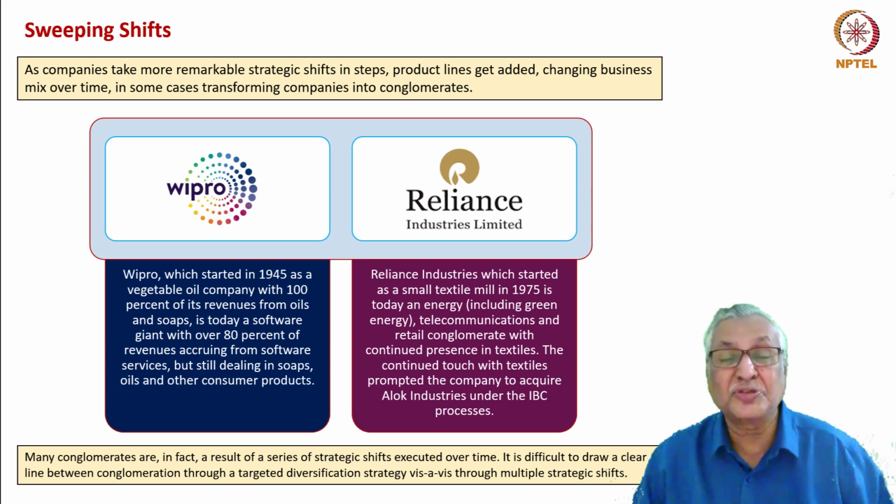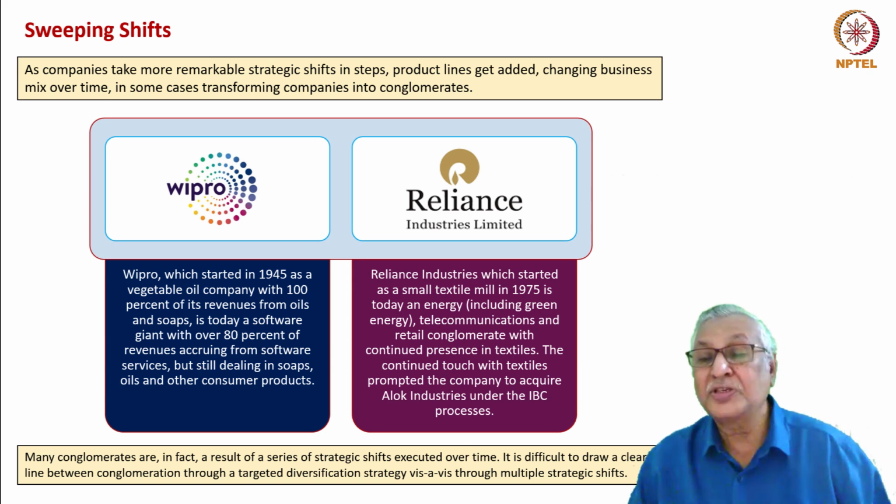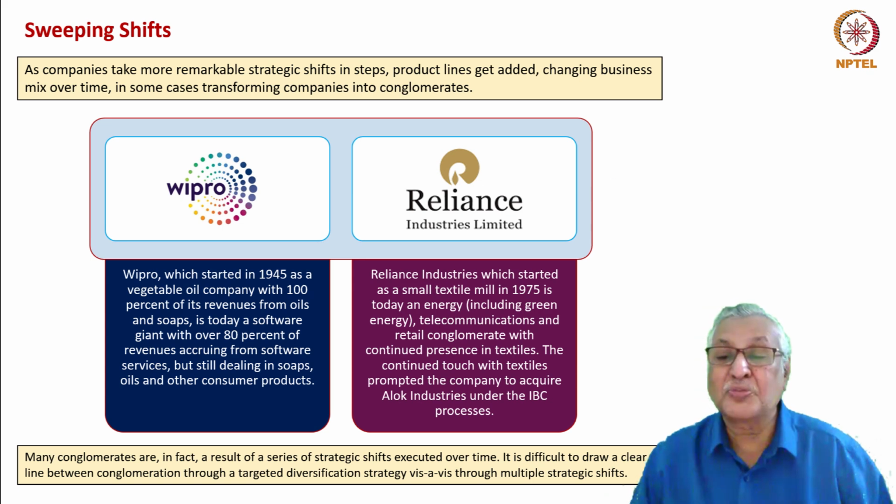Reliance Industries started as a small textile mill in 1975. Today, it is an energy, including green energy, telecommunications, and retail conglomerate with continued presence in textiles. Reliance Industries' continued touch with textiles has prompted the company to acquire Alok Industries under the IBC processes.